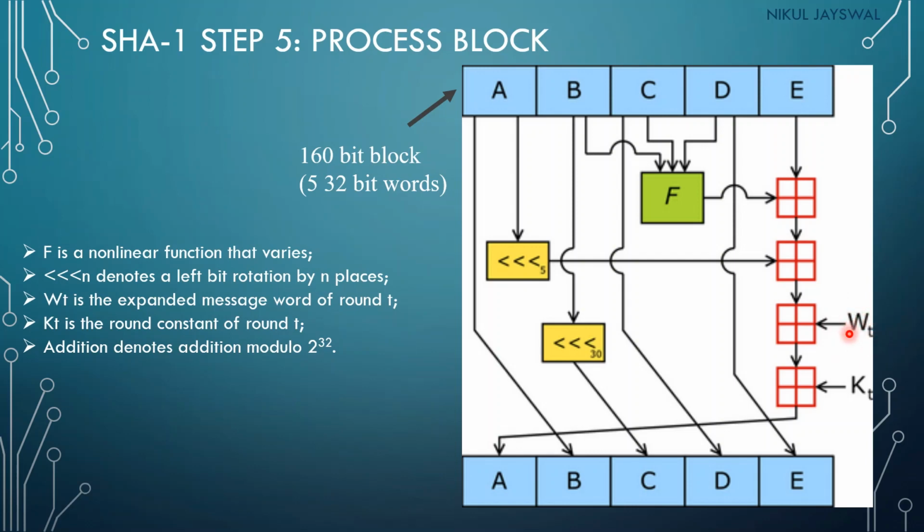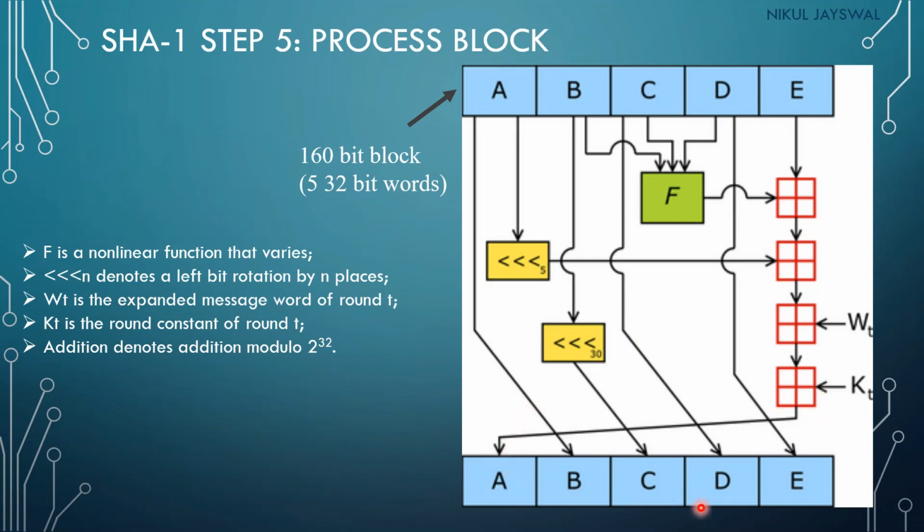Now next, we will take the next output and we will take the WT. That means for the first block we will take W0. Clear? We will take first the W0. Now after performing the addition of WT and this output, we will again perform the addition of the output and KT. We will see what the KT is, and that final output will be A.